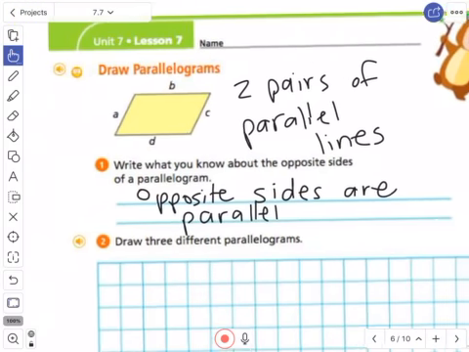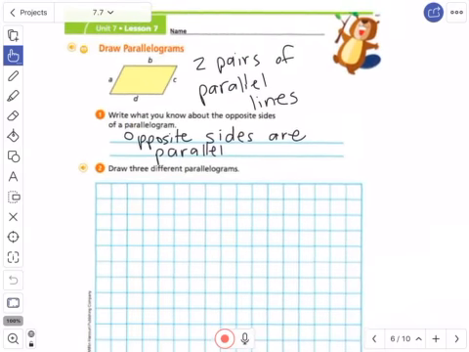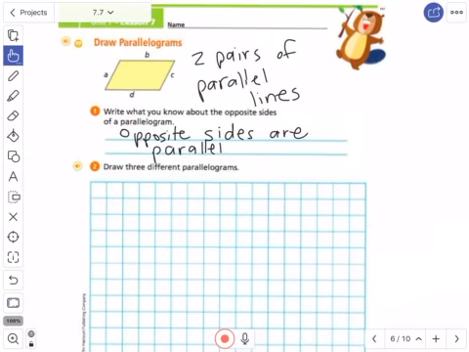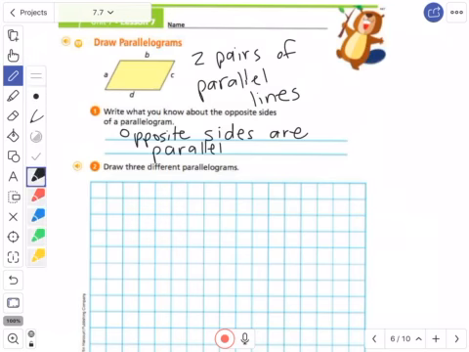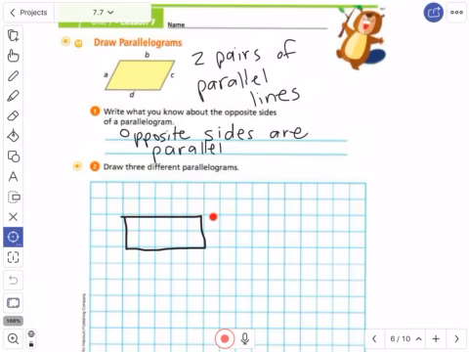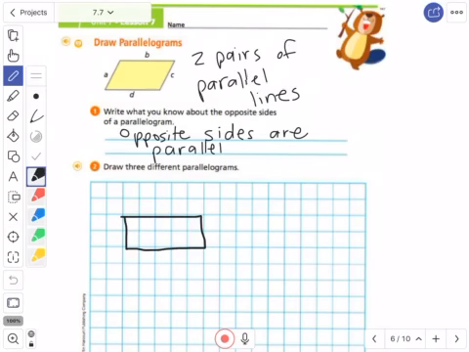And then down below, you're going to draw 3 different parallelograms, as long as it has two pairs of parallel lines, it works. Now you can use the grid paper to help, or you can just try to freehand draw it yourself. But a rectangle is a parallelogram, because top and bottom are parallel, one pair, and the left side and the right side are parallel. That works. I could draw a square. I could draw a rectangle that goes up and down.